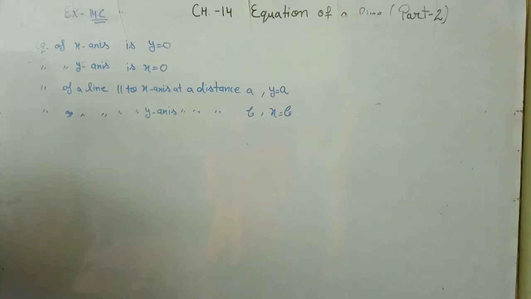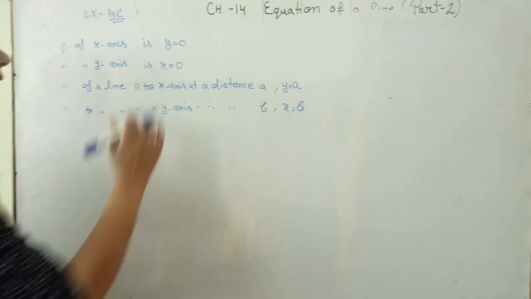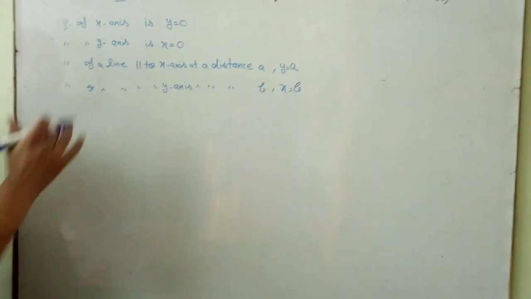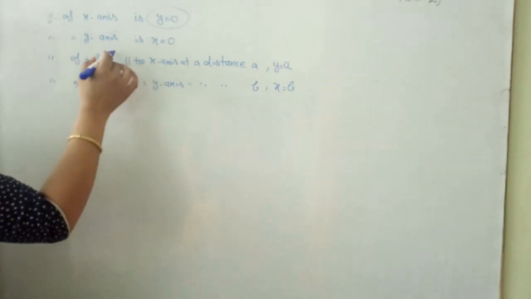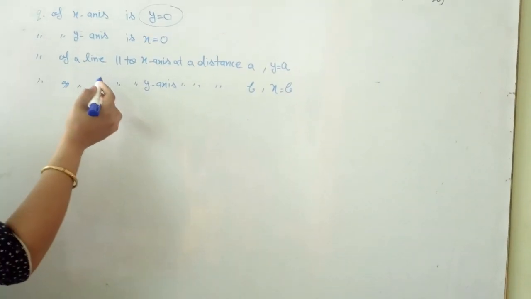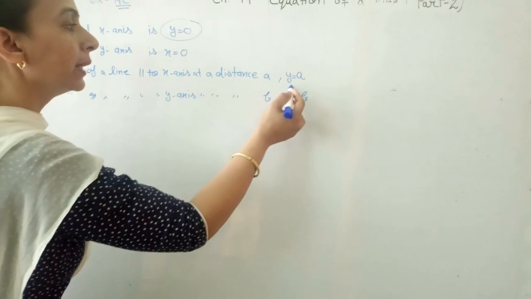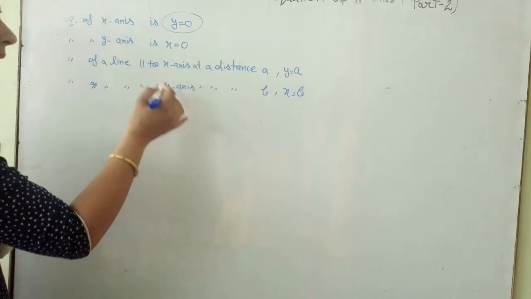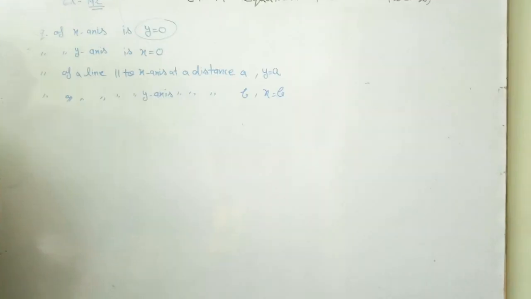Then there are some points. Equation of x-axis is y equal to 0. Equation of y-axis is x equal to 0. Equation of a line parallel to x-axis at a distance a is y equal to a. And equation of a line parallel to y-axis at a distance b is x equal to b.